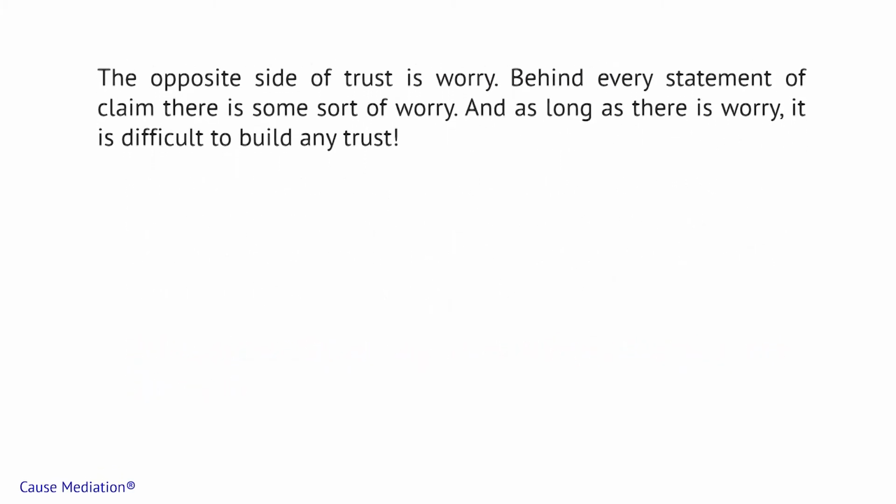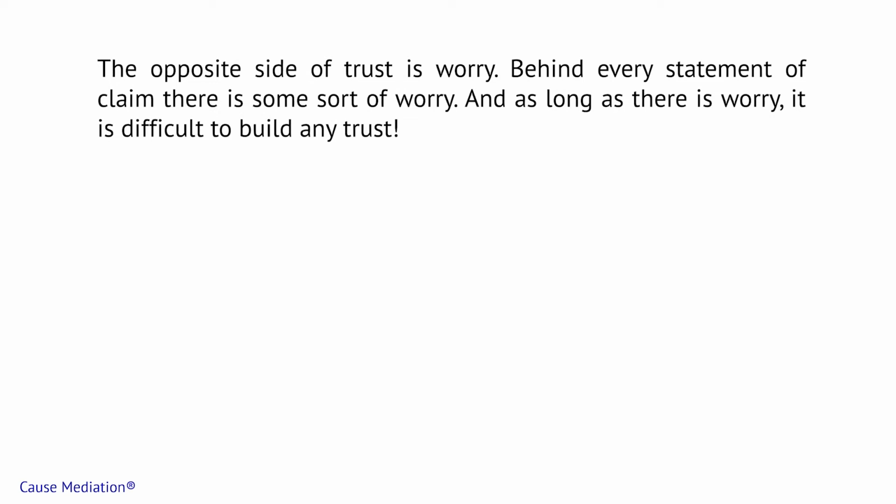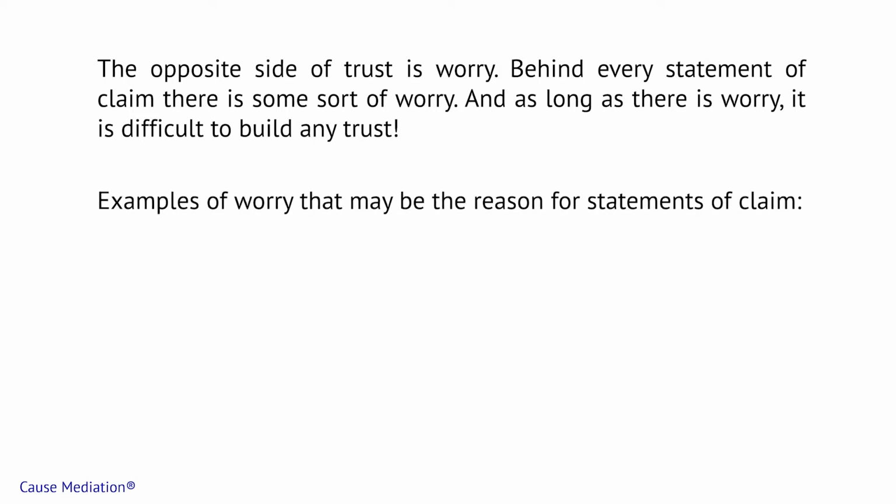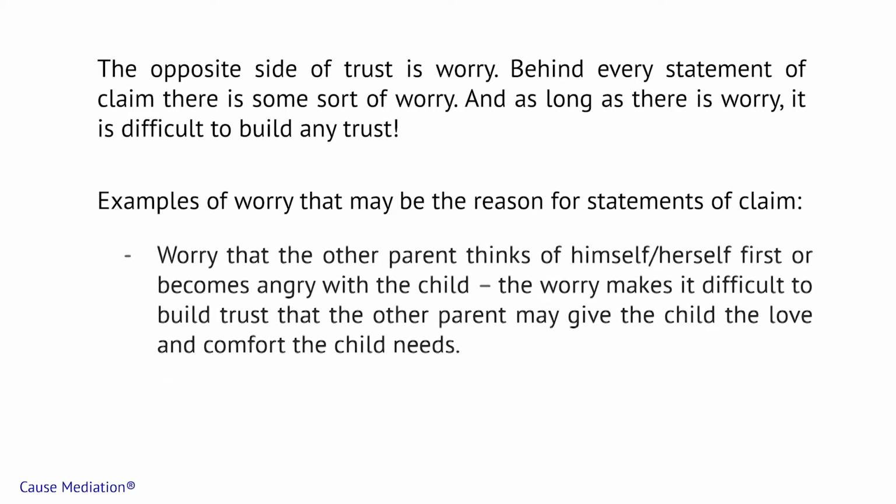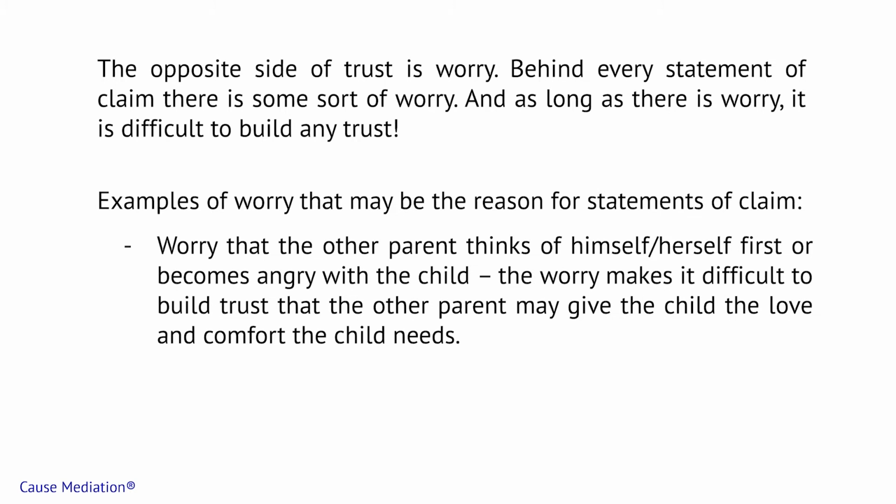The opposite side of trust is worry. Behind every statement of claim, there is some sort of worry. And as long as there is worry, it is difficult to build any trust. Some examples of worry that may be the reason for statements of claim. Worry that the other parent thinks of himself or herself first or becomes angry with the child. The worry makes it difficult to build trust that the other parent may give the child the love and comfort the child needs.